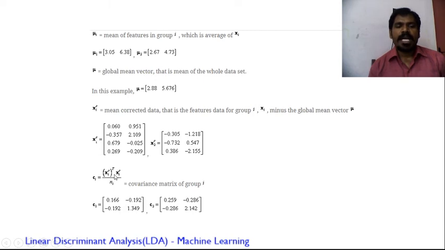1.349. And for the covariance of this, what I am doing is taking the first column and second column, multiply each and every value, add with the other value, that is 0.060 into 0.951 plus minus 0.357 into 2.109 plus multiplying these two values plus multiplying these two values, divided by 4. So I will be getting minus 0.192. So this is going to be the same value for this, right? And similarly we do it for x2 naught. I will be getting C2.